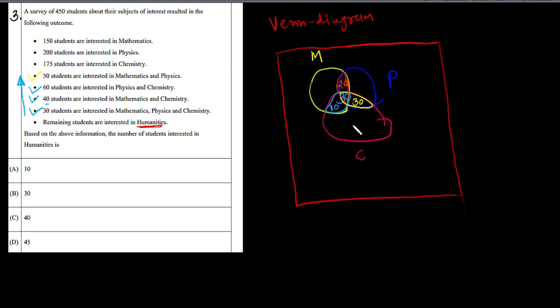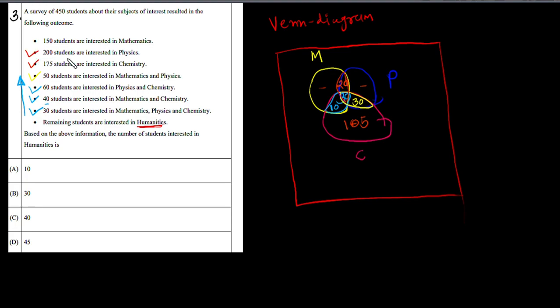So now we have to find the number of students which are interested in only one subject, either mathematics or physics or chemistry. So now let's look at this statement. 175 students are interested in chemistry. So now here this chemistry circle totally includes 175 students. So now here we have already put the 70 students. So we have to subtract 70 from this 175. So I can say 105 students are there which are only interested in this chemistry subject.